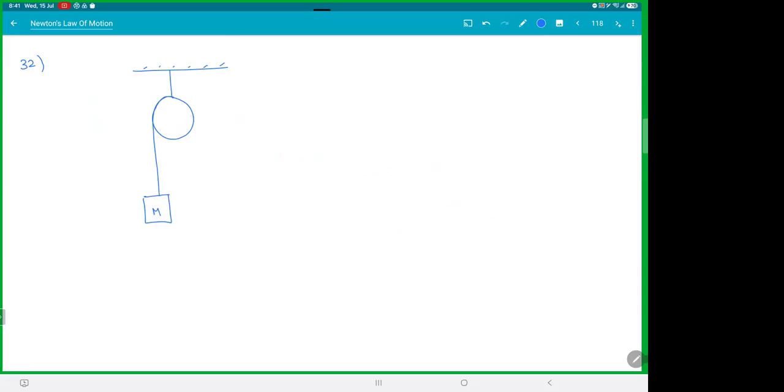Say this is a block of mass m. This is a block of mass 4m. This is the floor. Initially, both are at a height of 1 meter from the floor. So the system is released from rest.